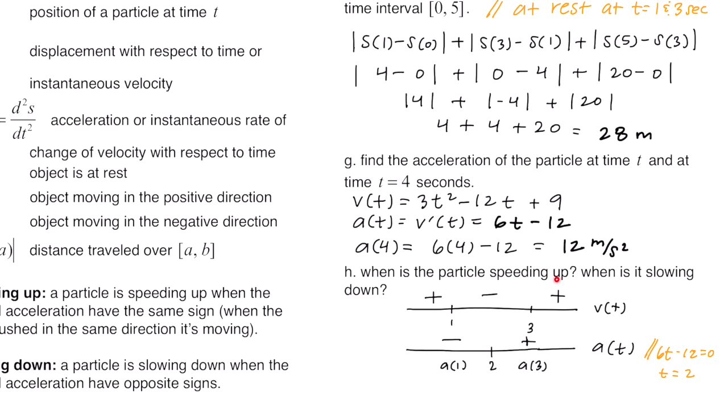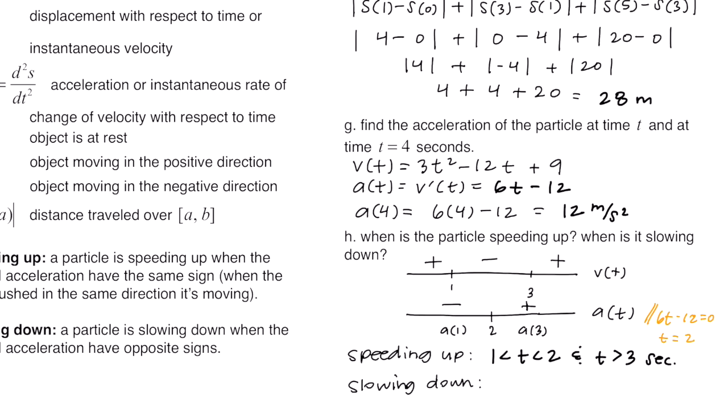For speeding up, that's going to be where your velocity and acceleration have the same sign. So you can see from 0 to 1, the two functions have opposite signs. But from 1 to 2, they're both negative. So that would be where the particle's speeding up. Right here from 2 to 3, you can see that the two functions have opposite signs. And right here from 3 on, velocity and acceleration are both positive. They have the same sign, so that's also where the particle is speeding up.